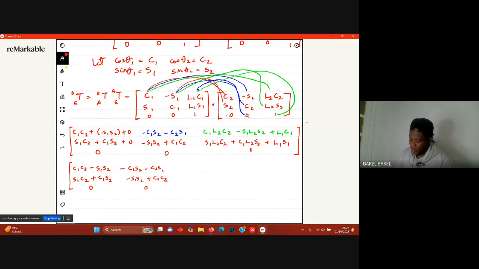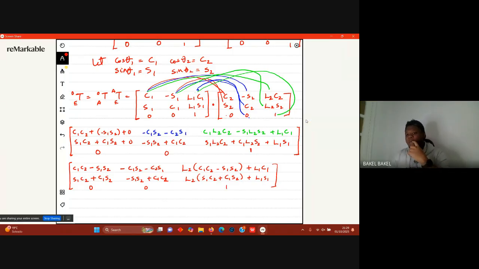So 0. And now here we can see that we can factorize some things. We can factorize L2 and then we're left with C1 C2 minus S1 S2 plus L1 C1. Then we can factorize L2 here. Then we are left with S1 C2 plus S1 S2 plus L1 C1 1.